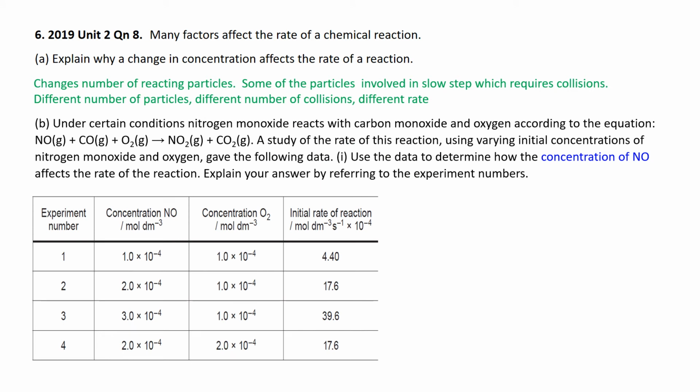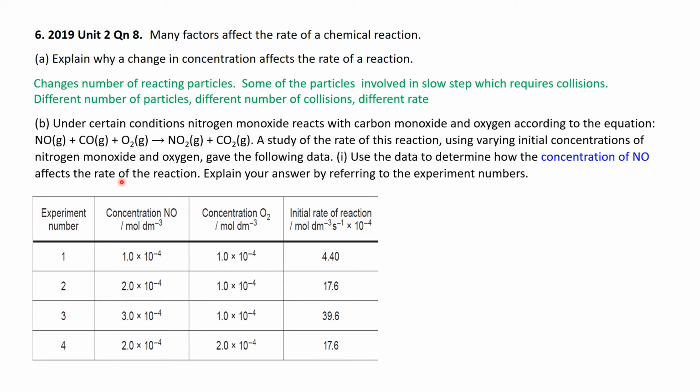Now we got another table. Certain conditions, nitrogen monoxide, NO, reacts with carbon monoxide, CO, and oxygen, O2. So a 3-reactant reaction. That's rather cool. To give NO2 and CO2, study the rate using varying initial concentrations of NO and oxygen. In other words, leaving the CO constant, gave the following data. Use these data to determine how the concentration of NO affects the rate of reaction.